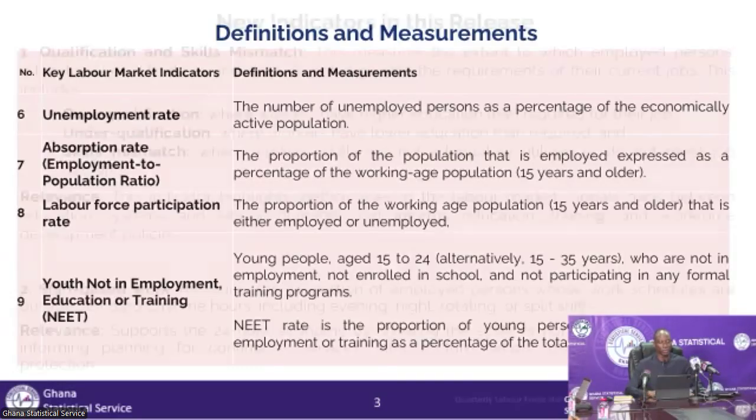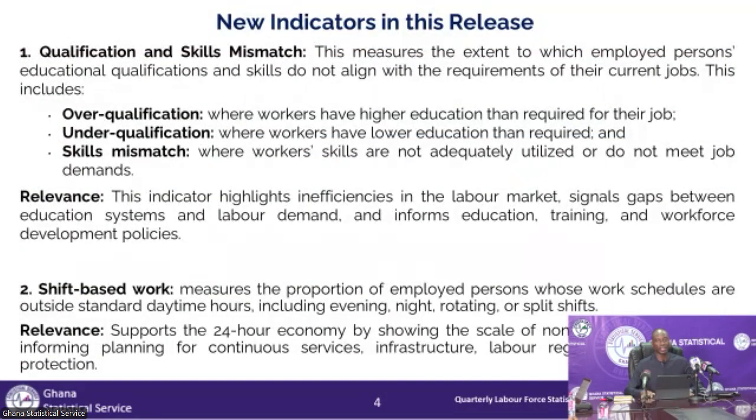Now, let me share with you some few indicators we are introducing in this round of the quarterly labor force survey. The first is qualification and skills mismatch. This tells us whether people's education and skills match the jobs they are doing. It also identifies overqualification, underqualification, and unused skills. The second concept we are introducing in this round is shift-based work.